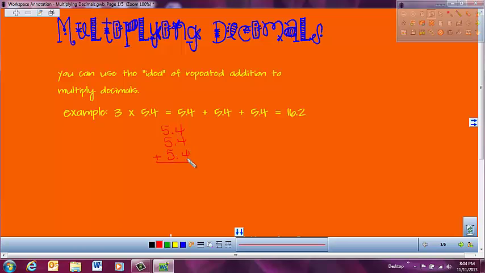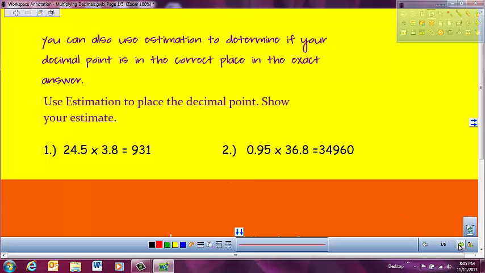So 4 plus 4 plus 4, that would be 12. And then 5, 10, 15, 16. And then remember the decimal comes straight down. So we get the answer of 16.2. If you want, you could fill it in on your notes. It says, therefore, 3 times 5.4 is 16.2. So repeated addition is always an idea for multiplying decimals. However, that's not the most time-efficient way.